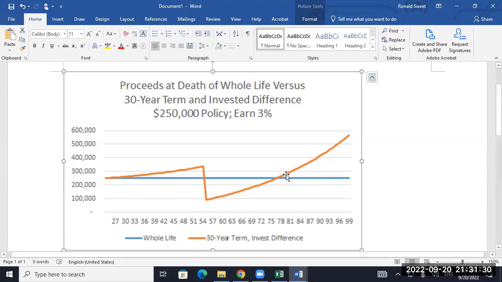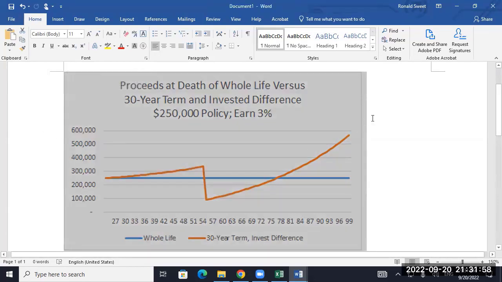At 78, what happens? The whole life pays you $250,000, but if you had the term that expired several years ago, your portfolio is worth about $250,000. You're kind of indifferent. What if you die at 96? There you get no term insurance because it expired, but your portfolio is now worth $500,000. Which is the better policy? And the answer is yes. Yes, it is. Because it depends.